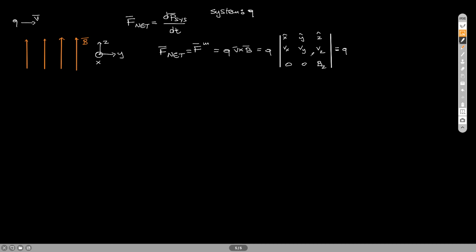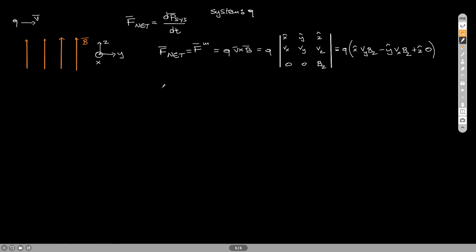Okay, so I need to calculate this as I do with determinants. So I will say that this is x hat times vy Bz, and then minus 0 times vz, which gives me 0. And then I have minus y hat, and it will be vx Bz minus 0 times vz, so that gives me 0. And then I have plus z hat, 0 times 0, so this will be just 0. Okay, there is no z hat component, and this is the net force that is acting on the charge.